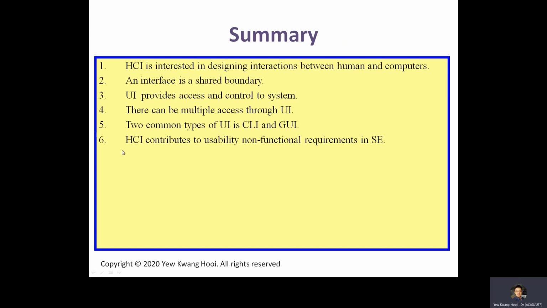Why do we need to learn HCI for software engineering? Because HCI contributes to usability. We're not talking about usefulness. Of course, usefulness is there, but the system has to be usable as well, as a non-functional requirement in SE. Remember in SE, USMAP: usability, security, maintainability, availability, performance. Usability is one of the software engineering non-functional requirements. That is where HCI comes in. That's how HCI contributes to software engineering.